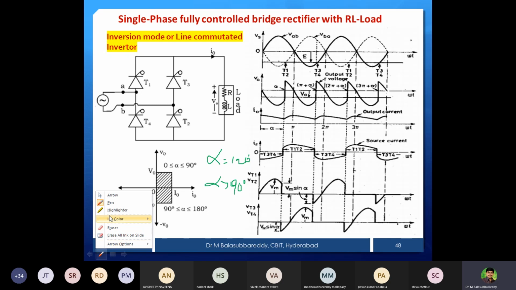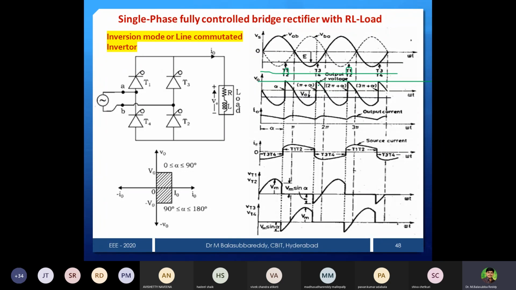Alpha, you can see here: earlier we started here because alpha was 30 degrees or 60. But now, greater than 90 means you must show after the peak. The supply peak is at 90 degrees, but our intention is more than 90 degrees, so somewhere after 90 degrees you can put it. And you can draw the pulses again. This is for T1, T2, and for the negative half this is for T3 and T4. So like that you can provide the firing pulses.